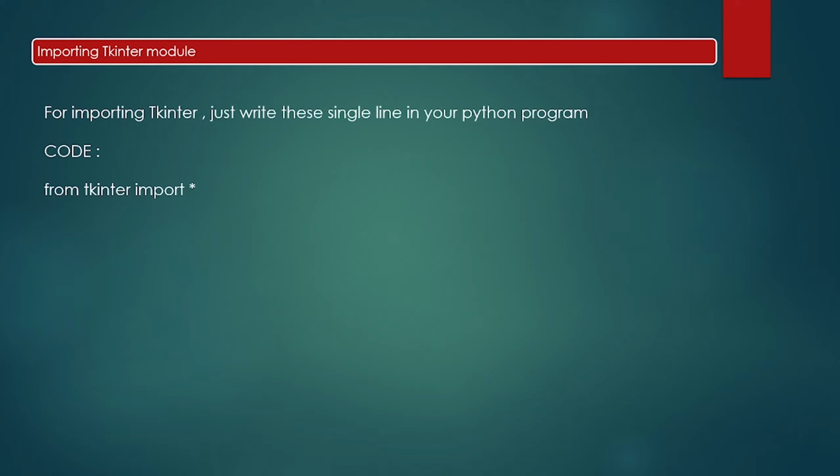And the first thing is importing Tkinter module. For importing Tkinter module, we just need to write a single line of code, right? The code is from tkinter import star. Star is nothing but everything. So from tkinter we are importing everything, right?